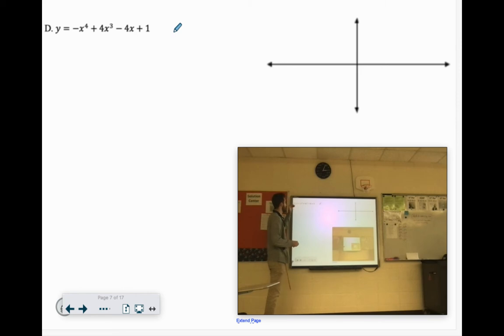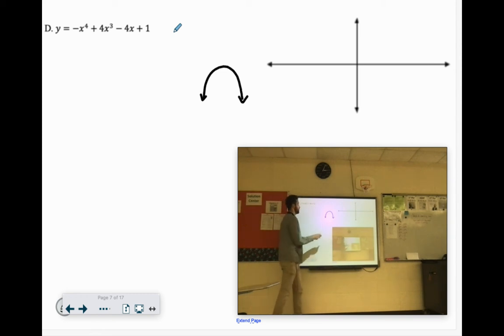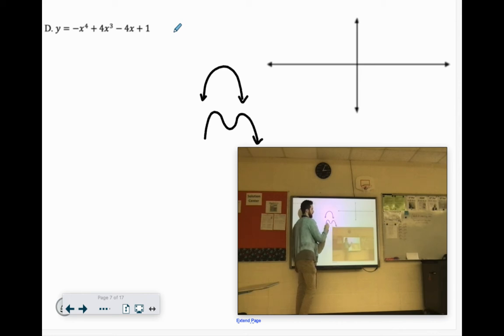Okay, it's even, it's negative. So that means it's going to start and end near the bottom. It's to the fourth degree, so it'll change direction. It'll be in 4 different directions. So 1, 2, 3, 4. It might look something like that.